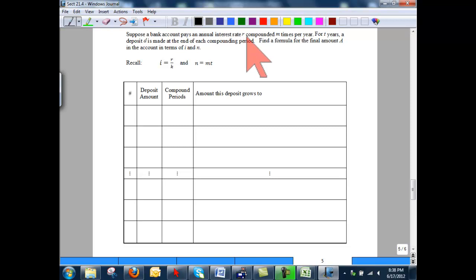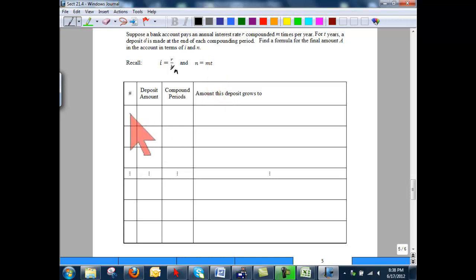A bank account pays interest at a rate R% annually, compounded M times per year. A deposit of amount D is made at the end of each compounding period. I do that for T years, and I want a formula for the final amount A. Remember the expression from before that R divided by, oops, there's a typo, this is an M, should be called I, and N equals M times T. So here's the per period interest rate, and here is the number of compounding periods.